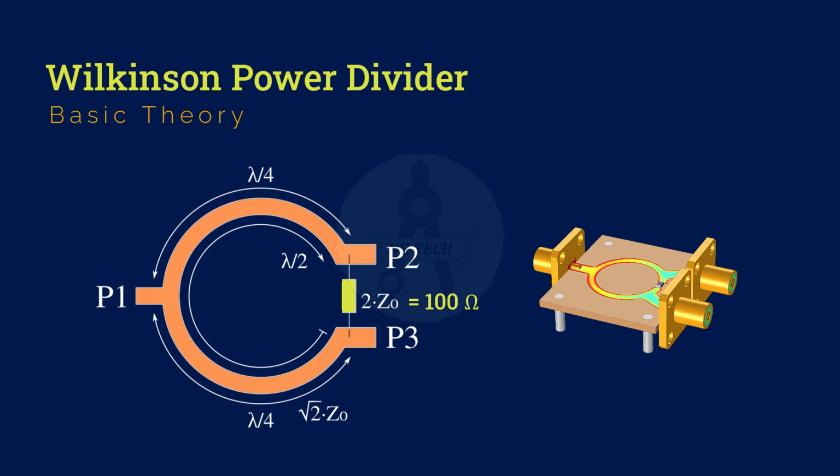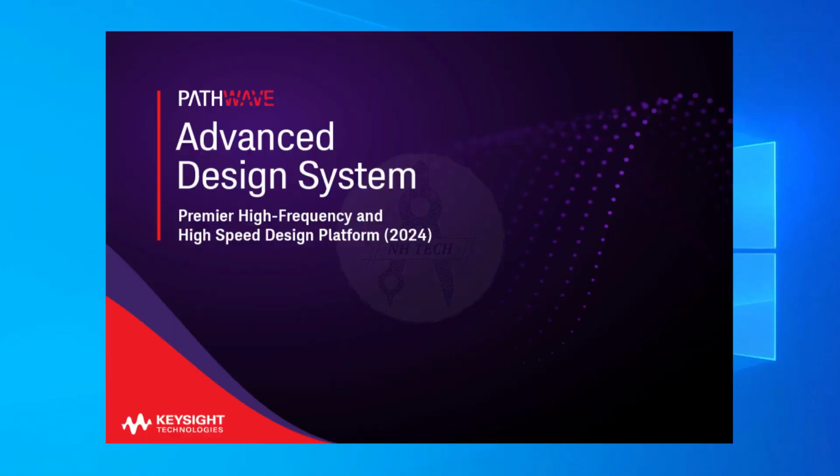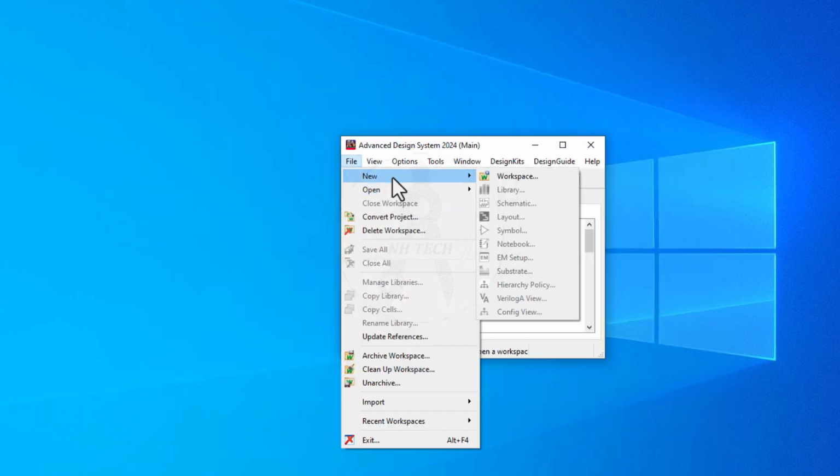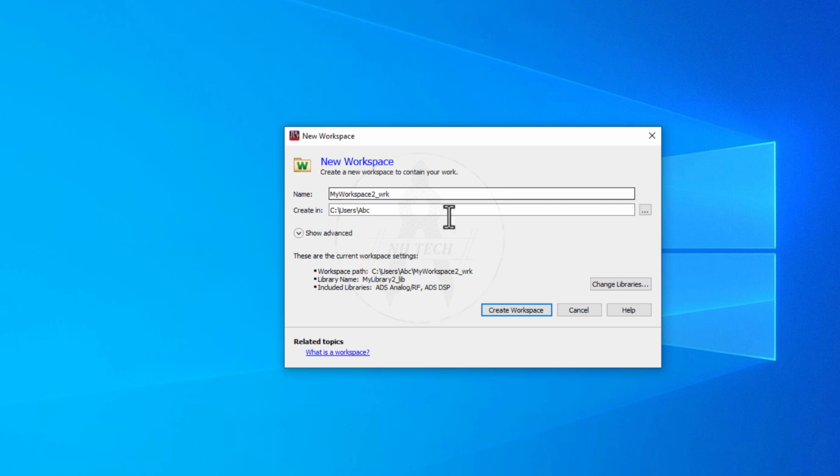This resistor plays a crucial role by providing isolation between outputs and ensuring that the circuit remains well matched under balanced load conditions. Now that we've understood the fundamentals, let's move on and start building the schematic of this divider step by step in ADS. Create a new workspace and name it something like Power Splitter.